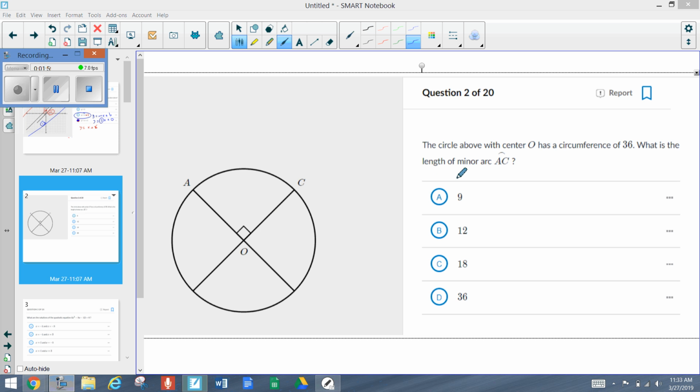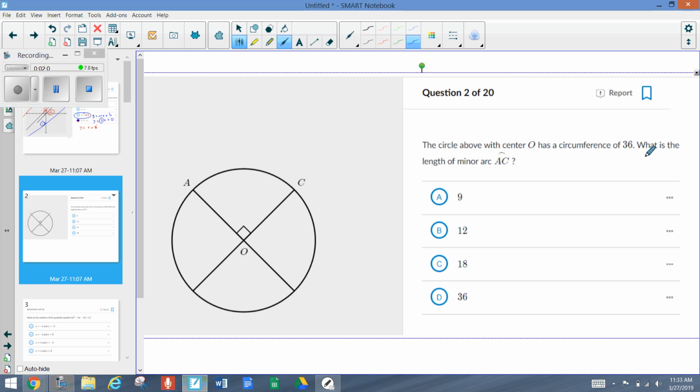In this question, what is the length of minor arc AC? What is the length of this arc? Okay, so the total circumference is 36. Entire circumference is 36. So what do you think, guys? 36. Why are we dividing by 4?